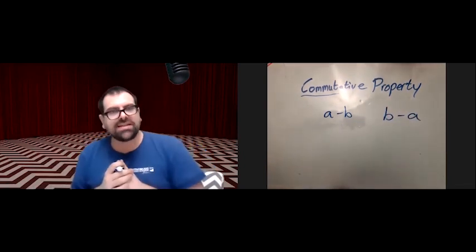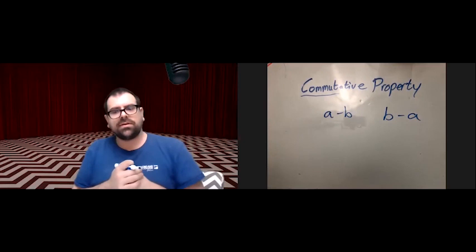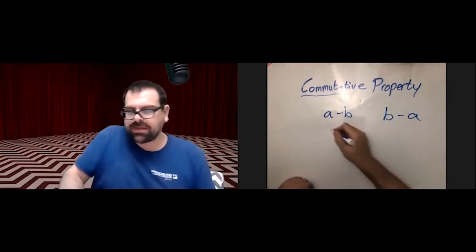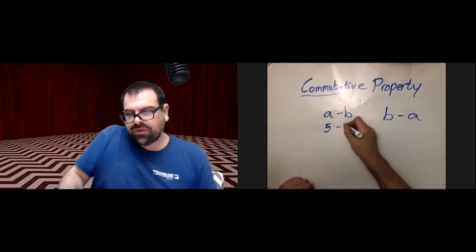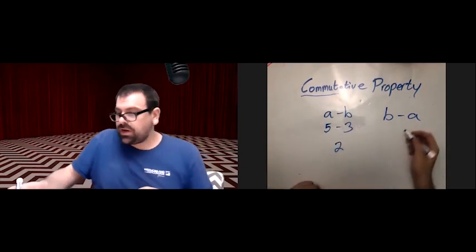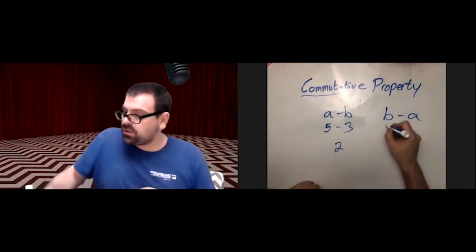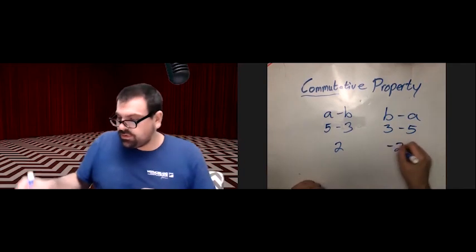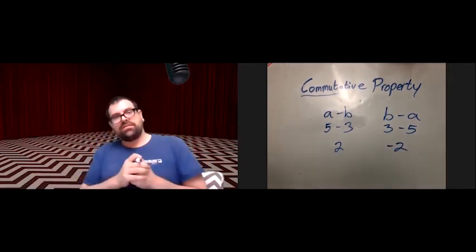So how can we test to see if these are opposites? Well, let's see what A minus B is. Let's just pick something. 5 and 3. 5 minus 3 is 2. Okay, so if we switch it to the other order, 3 minus 5, 3 minus 5 is negative 2.